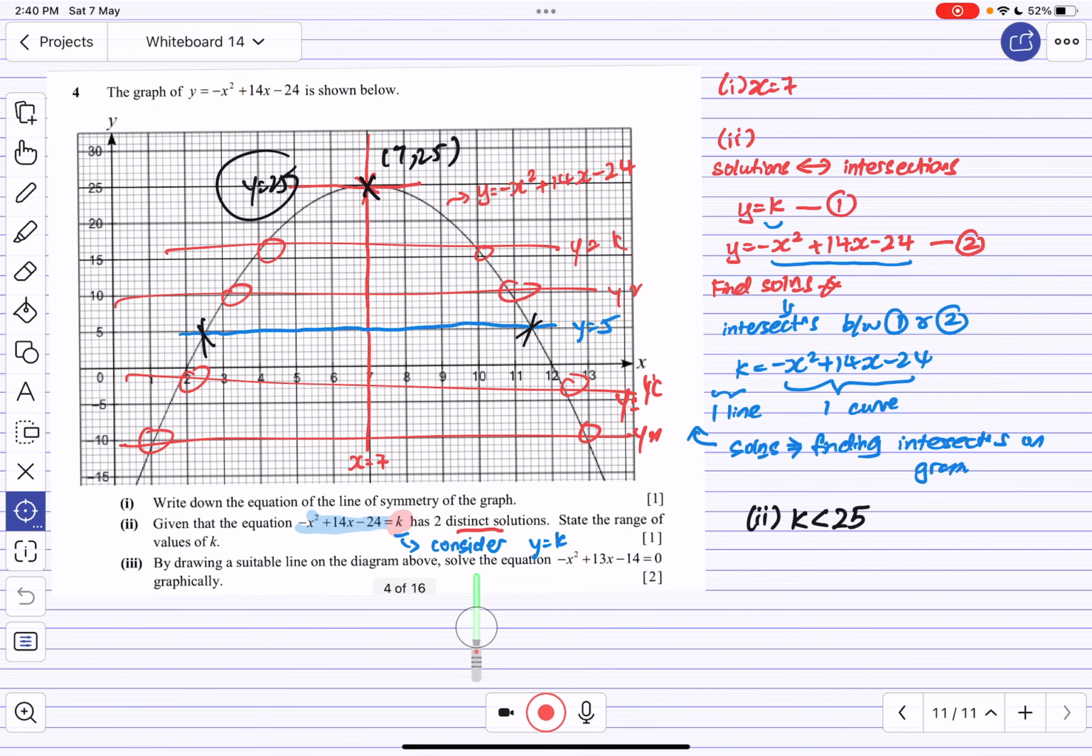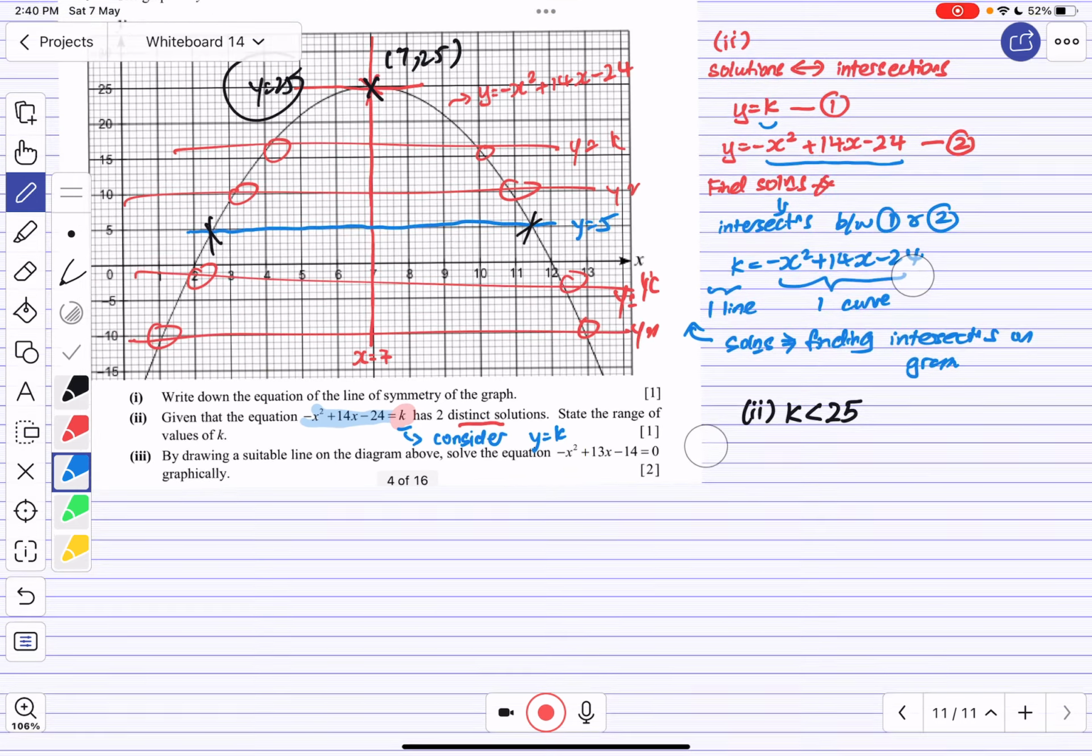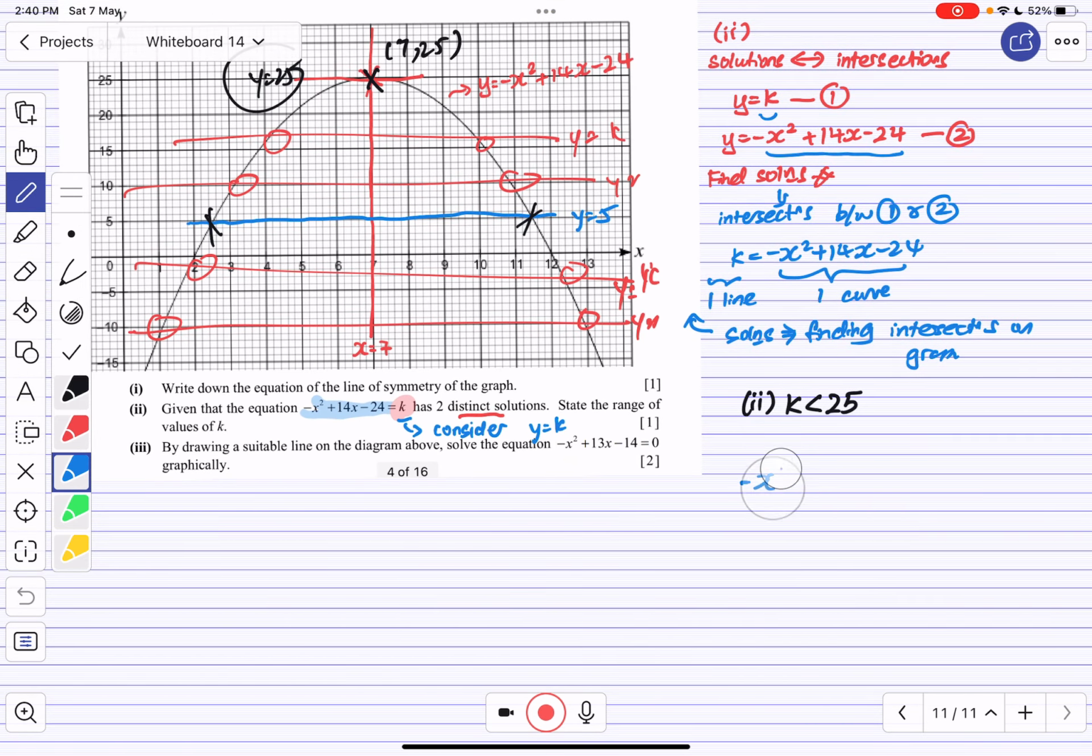By drawing a suitable line on the diagram above, in part 3, we need to solve the equation negative x squared plus 13x minus 14 equals to 0. What we are given so far is negative x squared plus 14x minus 24. This is our graph that we are given.